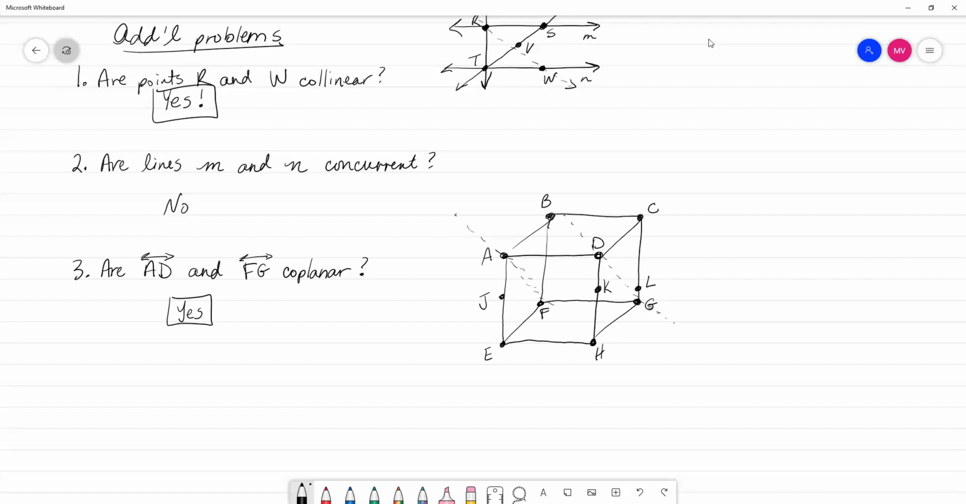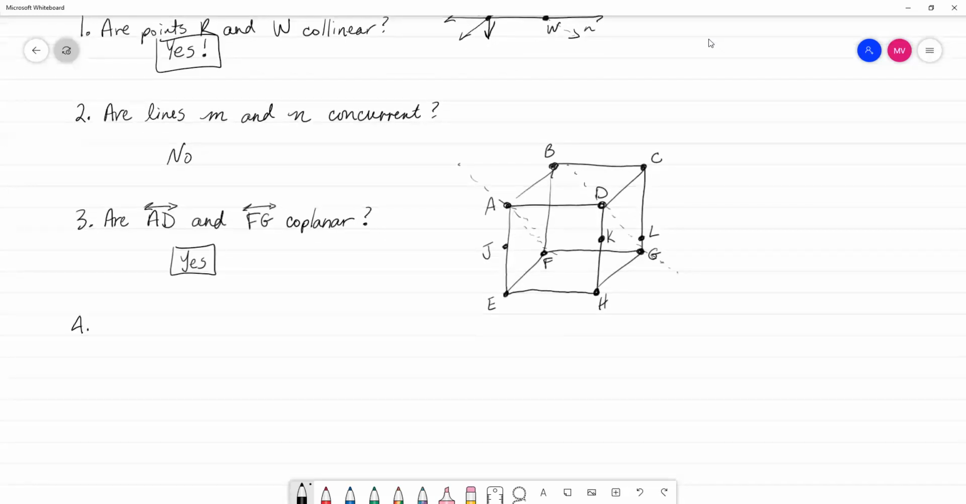So let's look at something else. Okay, let's look at another one. Number 4: are AD and CG coplanar? All right, so let's look at this. So we have AD, and then we have CG.